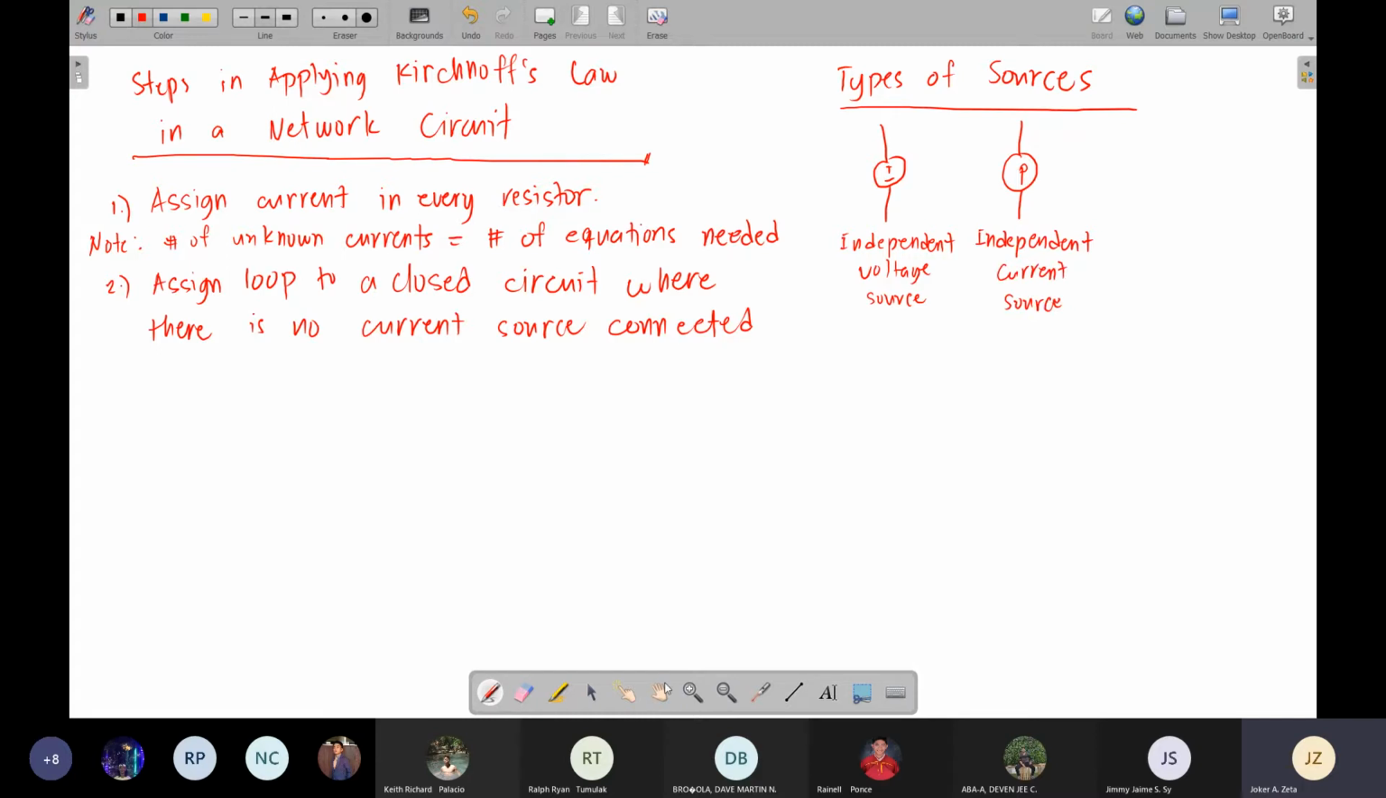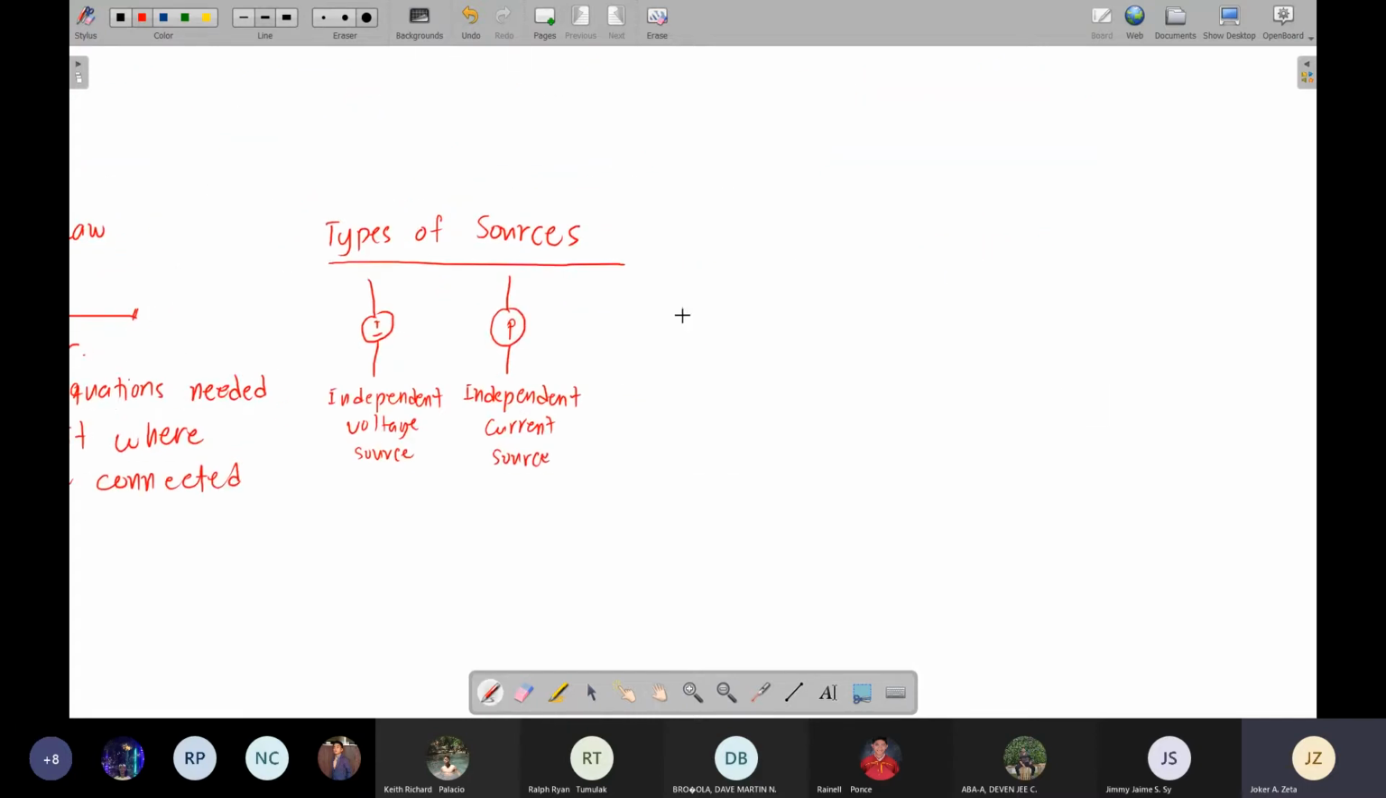So of course, if you have independent sources, you also have dependent sources. For example, this one is represented by a diamond with plus minus inside. This is your dependent voltage source. And if you have a dependent voltage source, of course, you also have a dependent current source.